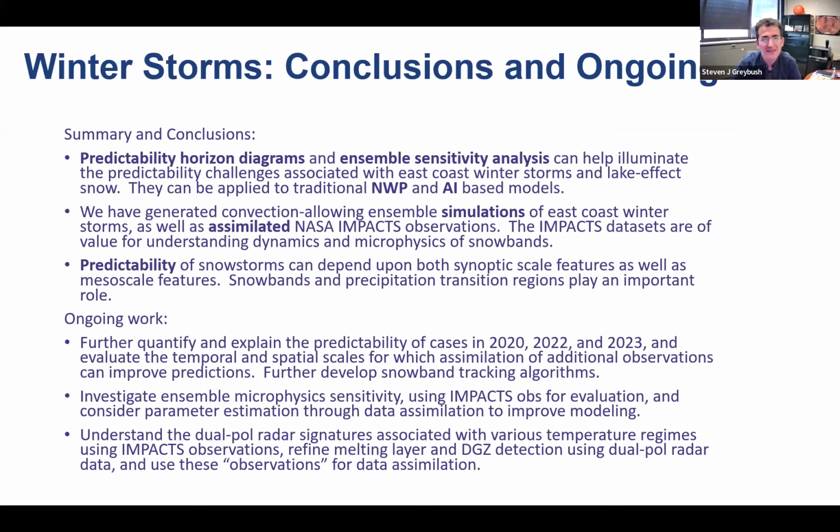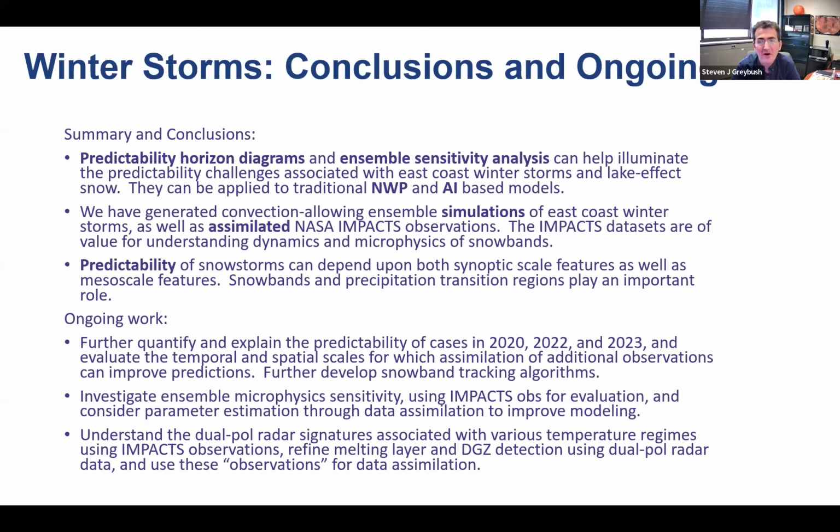So for the winter storms part, we're going to conclude here by saying that the predictability horizon diagrams and ensemble sensitivity analysis can help illuminate the predictability challenges with East Coast winter storms, as well as lake effect snow. And we can apply these to the traditional NWP, but just recently we're now applying them to the AI-based models to help assess predictability. We've also done our own ensemble simulations of East Coast winter storms and assimilated NASA IMPACTS observations, and we're trying to get a sense of how that enhances the mesoscale predictability of storms.